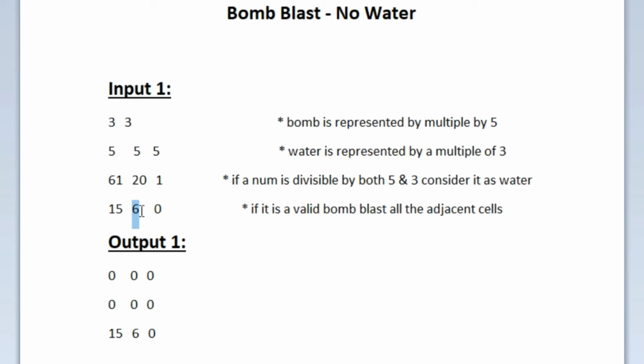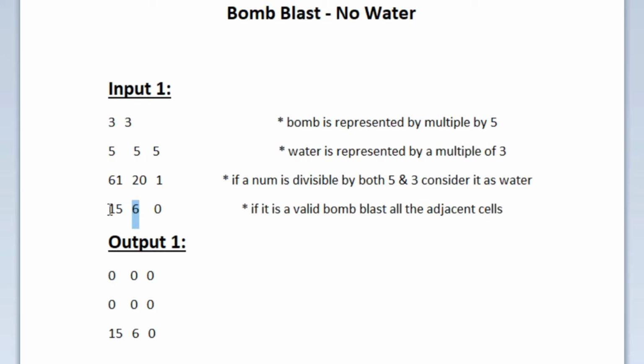And while blasting the adjacent cells, if any of the adjacent cells is a water, then the bomb can't blast that particular cell, and it cannot blast any cells after that. So in this case, the left cell is a 6. This 6 is a multiple of 3, which means it is a water. So the particular bomb cannot blast this cell, and just because it cannot blast this cell, it cannot blast any of the cells after that. So even though being a valid bomb, it could blast only itself. It cannot blast any of the surrounding, that is adjacent cells.